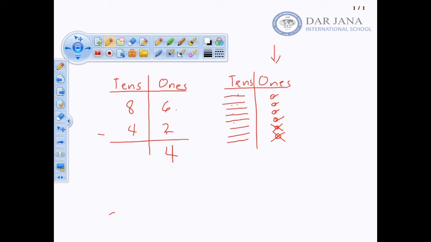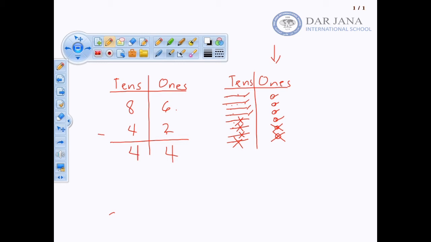Okay? Now, let's go to the tens column. How many tens do we have in the tens? We have 8 tens. We are going to take away 4 tens. So here we have 8. 1, 2, 3, 4, 5, 6, 7, 8. We are going to take away how many? We are going to take away 4. So let us take away 4. 1, 2, 3, 4. Now let us count how many are left. 1, 2, 3, 4. So we have 4 tens, and we will write it here in the tens column.